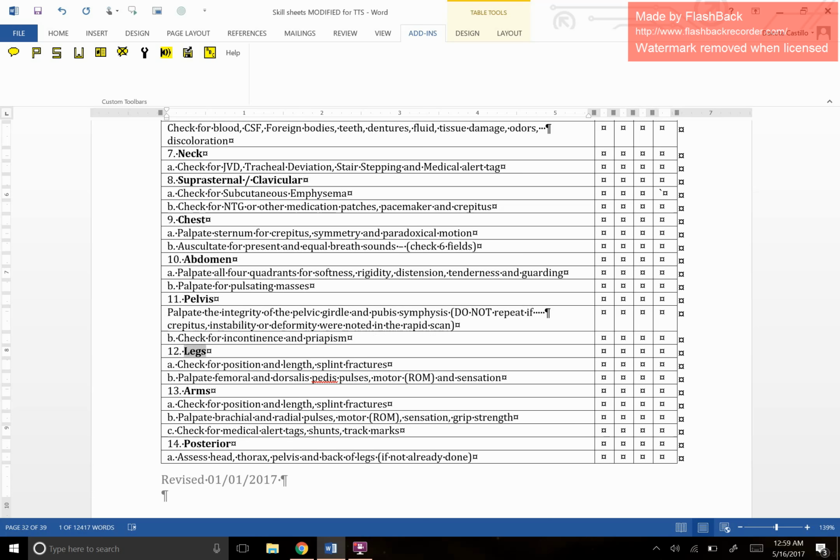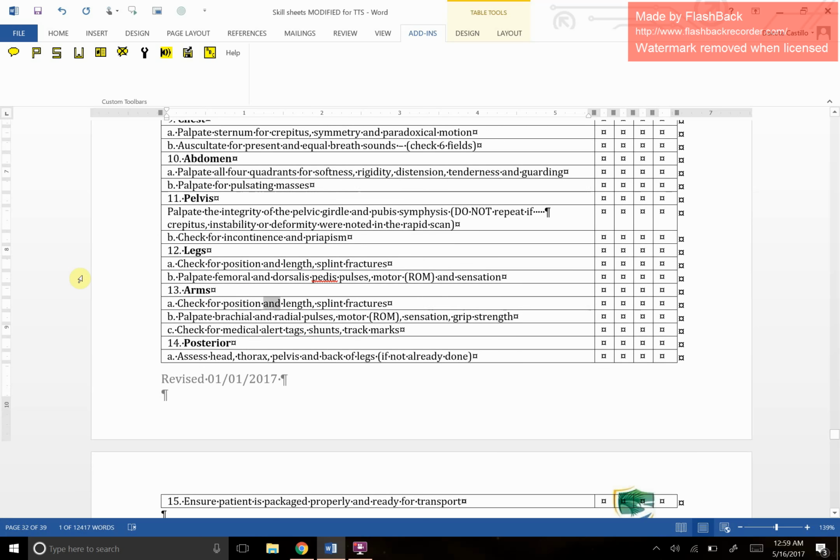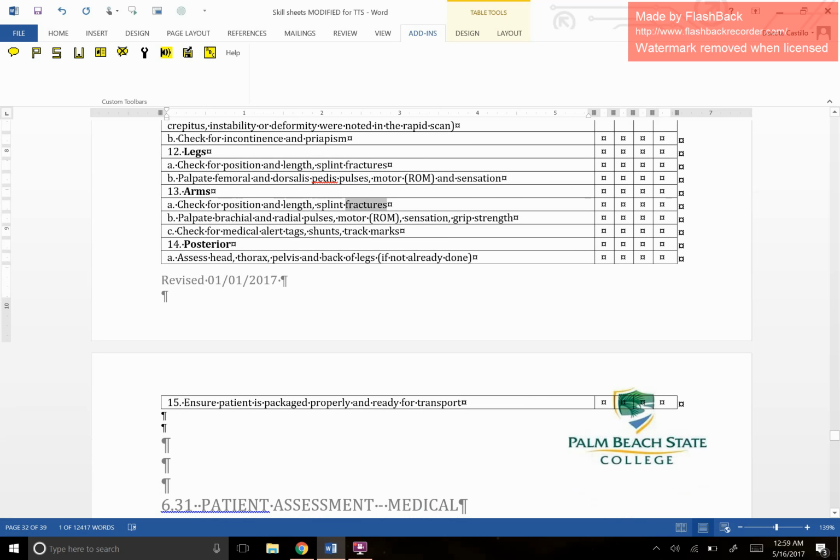12. Legs. A. Check for position and length, splint fractures. B. Palpate femoral and dorsalis pedis pulses, motor, ROM, and sensation. 13. Arms. A. Check for position and length, splint fractures. B. Palpate brachial and radial pulses, motor, ROM, sensation, grip strength. C. Check for medical alert tags, shunts, track marks.